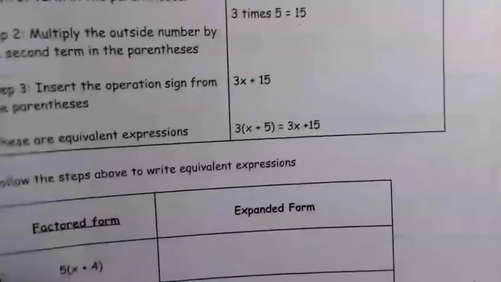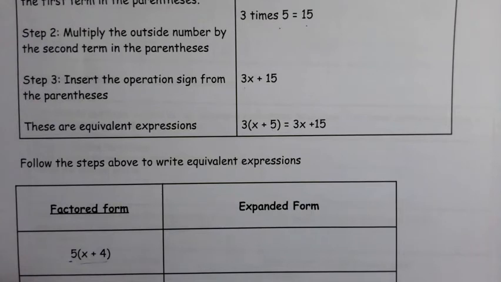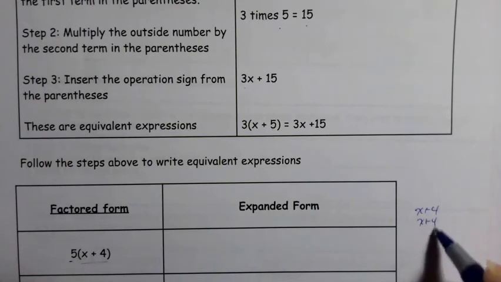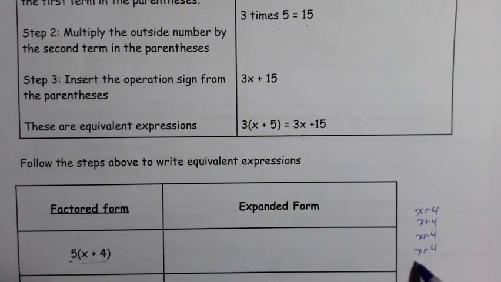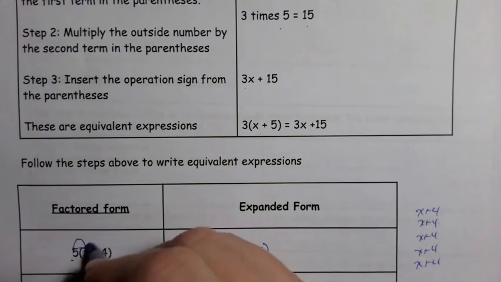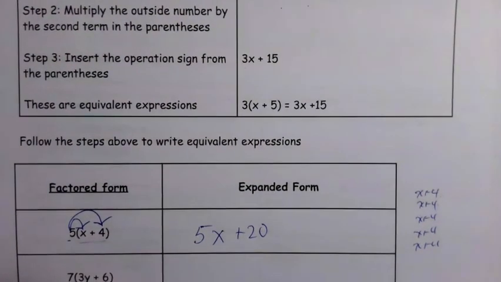So let's take a look in practice down here. Here is my factor form, meaning I have one factor and then my other factor is in the parentheses. So I can either think of this as 5 times x plus 4, which helps you write x plus 4 five times. So I have 1, 2, 3, 4, 5 x's. And 4, 4, 4, 4, 4, 5 times is 20. Or we can think of it as 5 times x is 5x. 5 times 4 is 20.